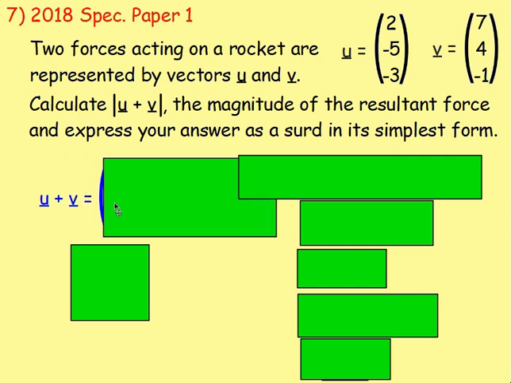Well, first of all, ignore the magnitude part. Just think you're wanting to work out U plus V. We'd have to work out that first of all before we get the magnitude. So don't start off by writing the magnitude is going to be. Just work out U plus V. How do we get U plus V?